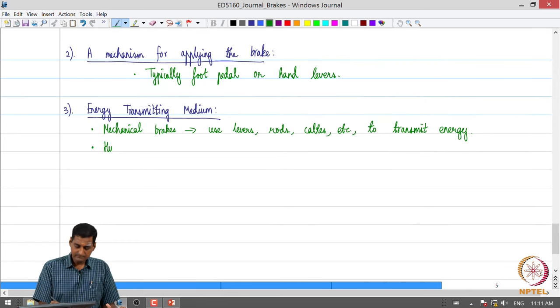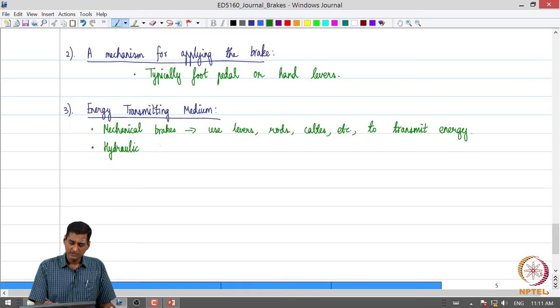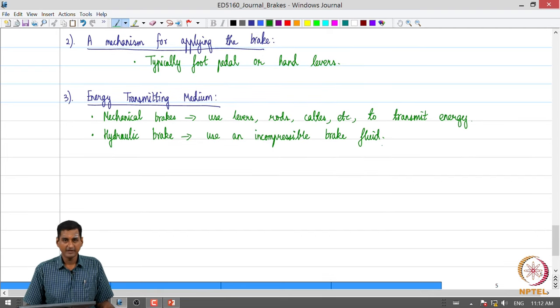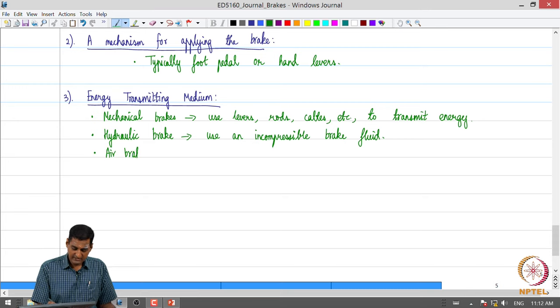So most passenger cars, SUVs, certain classes of light commercial vehicles, and certain classes of motorcycles would use a hydraulic brake, which uses an almost incompressible fluid, what we call brake fluid, to transmit the energy. Okay, so that's what happens in a hydraulic brake. Then we have air brakes, which are used in trucks and buses. They utilize compressed air as the energy transmitting medium.